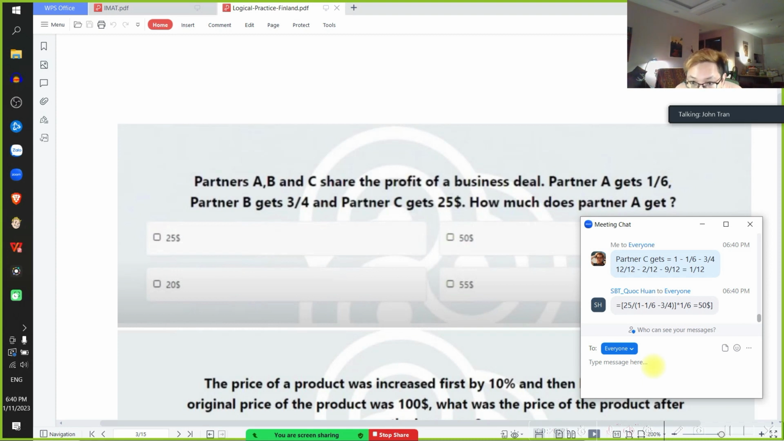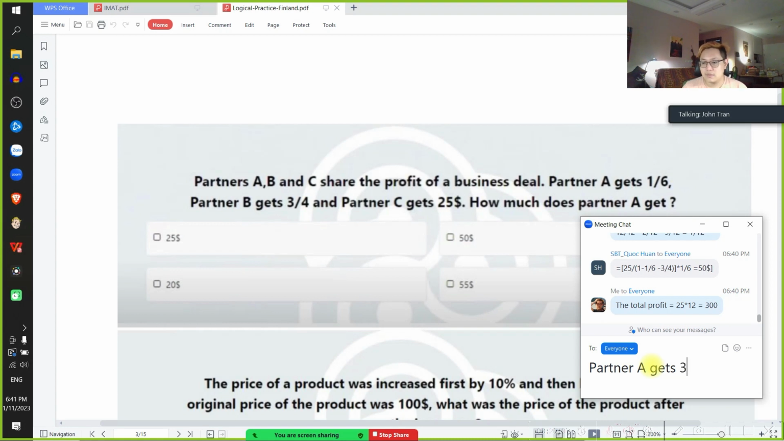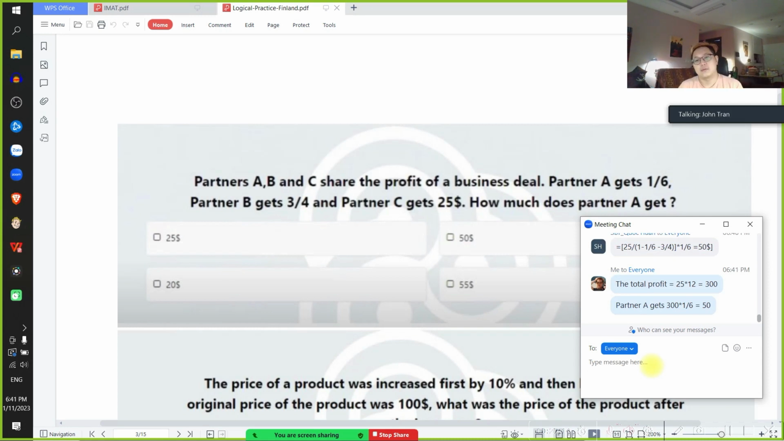Wow, look at your answer. That's so complicated. Okay, but partner C gets $25. So the total profit should be 12 times of that. Nếu mà partner C được có 25 đô mà ổng được có 1/12, tức là cái tổng lợi nhuận nó phải lấy 25 nhân 12 không? So it should be 300 total profits. And how much does partner A get? Partner A gets a 6th of that. 300 times 1 divided by 6, so it should get 50. The answer is 50. 50 đô.